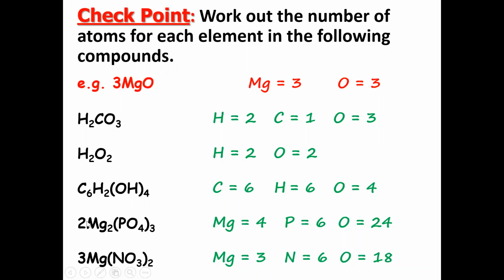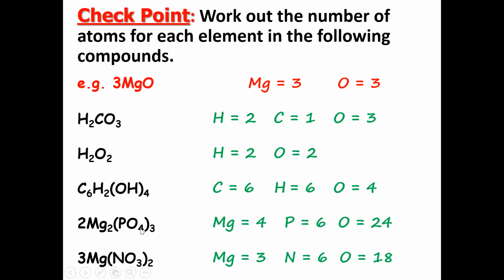And then the 2 multiplies everything within the formula. So if we look at this example here, if you've got magnesium with subscript 2, that means you've got 2 magnesiums. But because you've got the coefficient 2, 2 times 2 is 4. If you take phosphorus here, because phosphorus has got a 3 outside those brackets, that means that you have 3 phosphorus. But if you then multiply that by 2, the coefficient, then that means you've got 6 phosphorus.